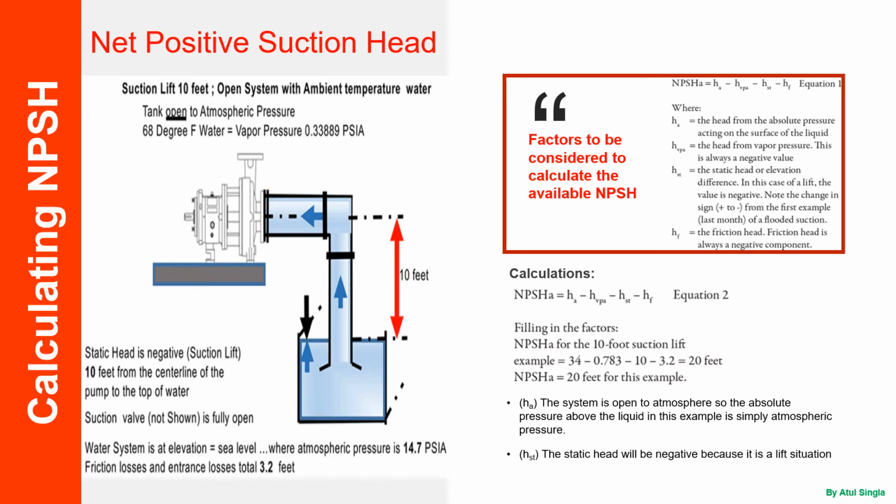So that means this much pressure is available at the inlet of this pump. The system is open to atmosphere, so the absolute pressure above the liquid in this example is simply the atmospheric pressure. That is why we have taken the 34 as HA. Now static head we have taken as minus 10. So this is how we can calculate the net positive suction head available at the inlet of any pump.